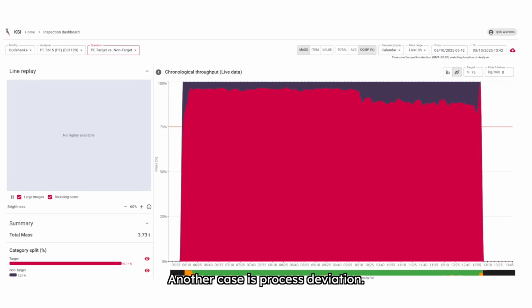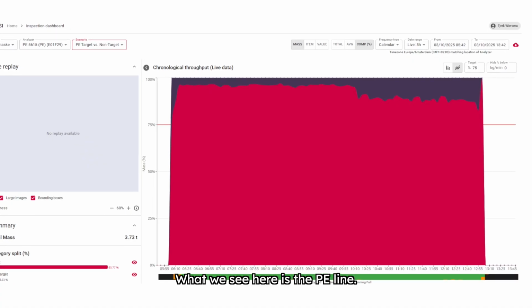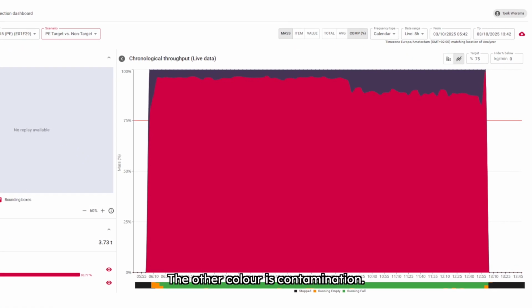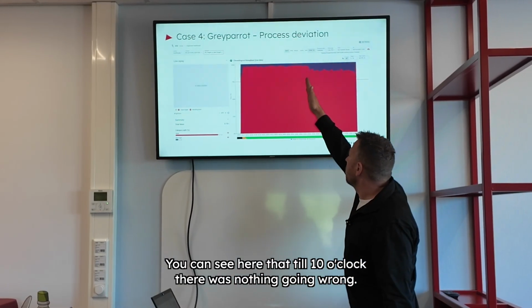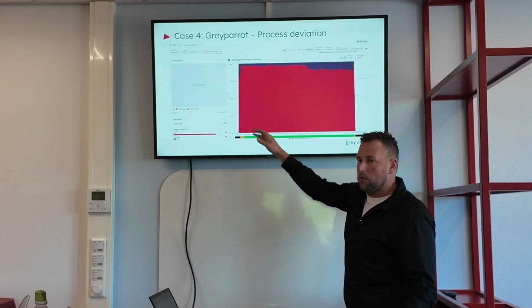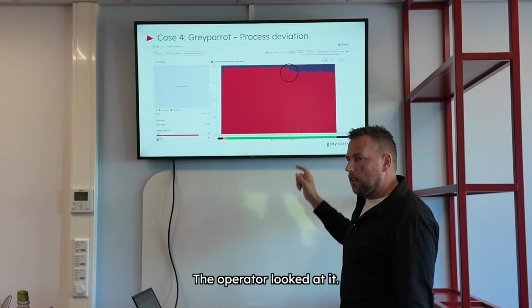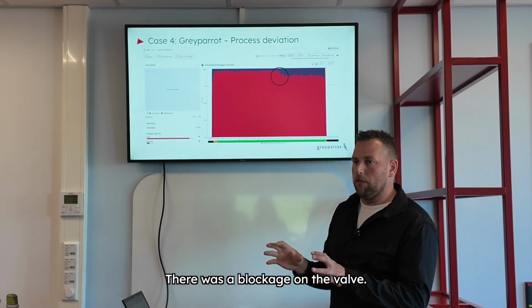Another case is process deviation. What we see here is the PE line. The pink one is target material. The other color is contamination. You can see here, till 10 o'clock, there was nothing going wrong. After 10 o'clock, it dropped. What happened? The operator looked at it. There was a blockage on the valve.